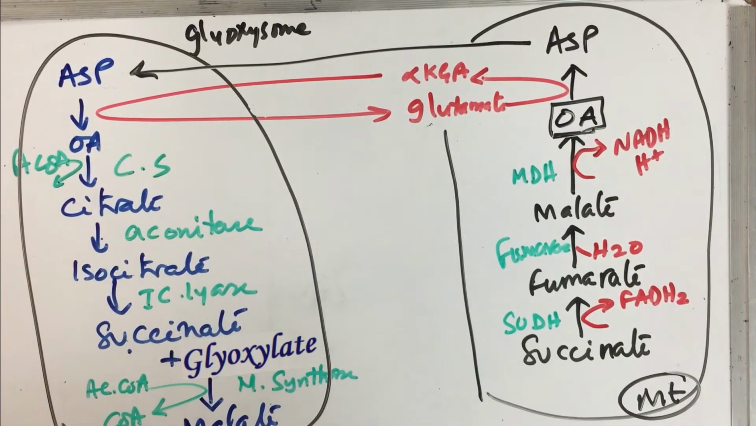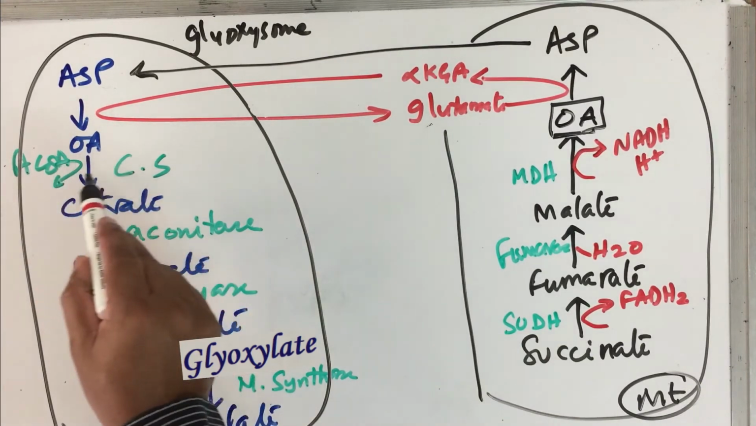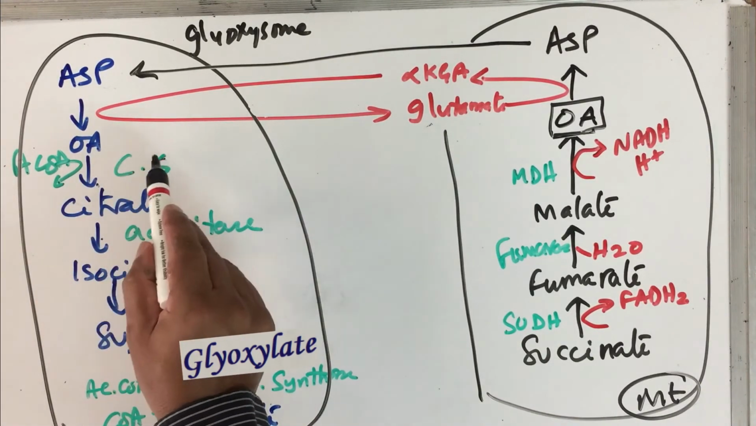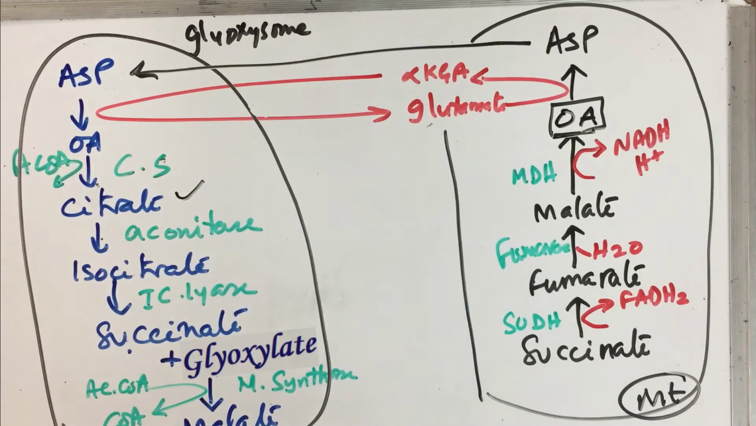Once oxaloacetic acid is in the glyoxysome, the pathway which we have seen in the earlier frame is carried out. So acetyl-CoA is added, citrate synthase enzyme, citrate is formed. Once citrate is formed, aconitase will act on it, isocitrate is formed, similar to the TCA cycle. Now the change occurs. Isocitrate is cleaved by isocitrate lyase. Rather than undergoing a decarboxylation reaction, it is converted to succinate and glyoxylate.